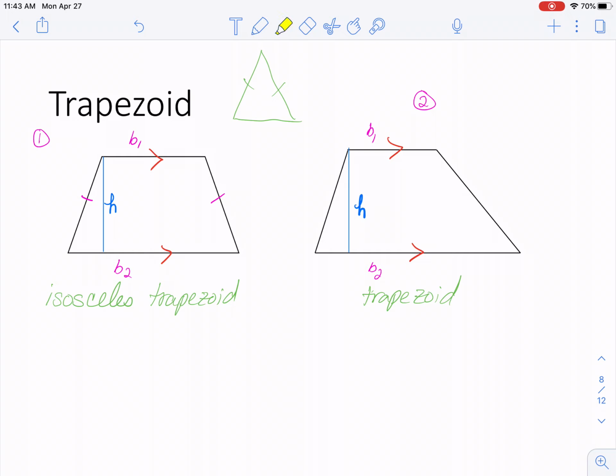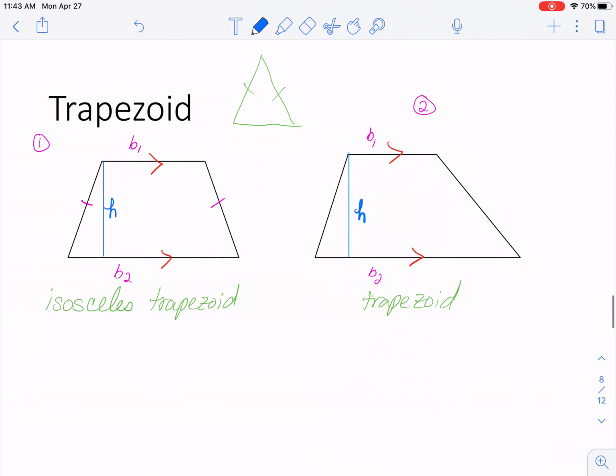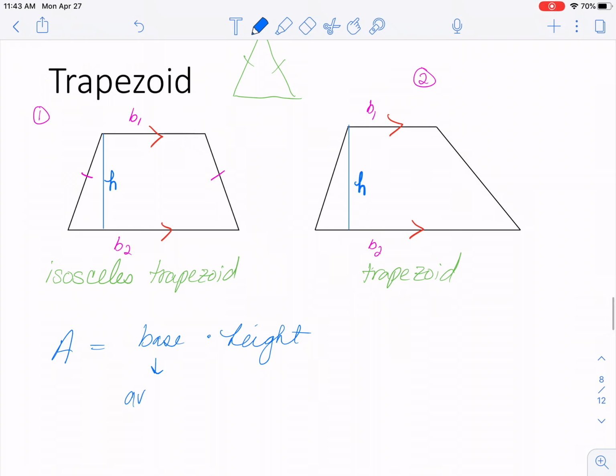Because how do I find the area? You're right. So the area of a rectangle is just base times height. We all got that. But the bases, base 1 and base 2, are not the same. So the area of a trapezoid is still base times height. But because base 1 and base 2 are not the same, I actually need to find the average of the bases. The average of the bases times the height of the trapezoid will give me the area of the trapezoid.